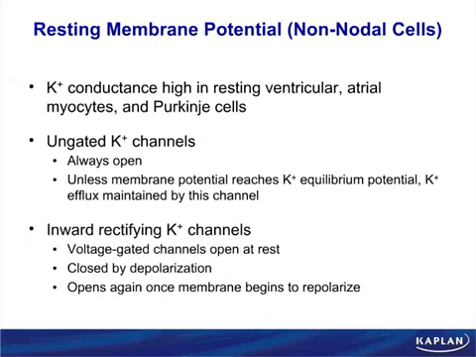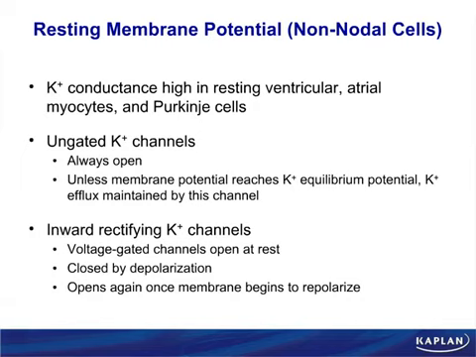All right, we'll start the discussion off with non-nodal cells. So in other words, atrial myocytes, ventricular myocytes, and those Purkinje cells that we discussed. In cardiac tissue, we have a very high resting potassium conductance in these cells. We have a lot of ungated, which we also called leak channels, if you remember from the previous chapter. These are always open. And so potassium is going to efflux because remember, it's trying to get to the equilibrium potential of potassium, which is around minus 95 millivolts.